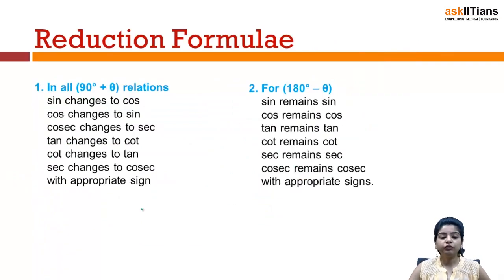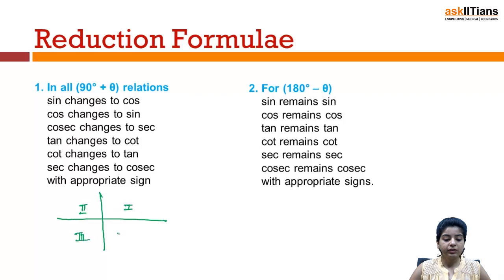Okay, now we have reduction formulae. That basically means, as you must be knowing, we have 4 quadrants. This is the first one, this is second, this is third, this is fourth, and all of you must be having a fair idea of these quadrants.